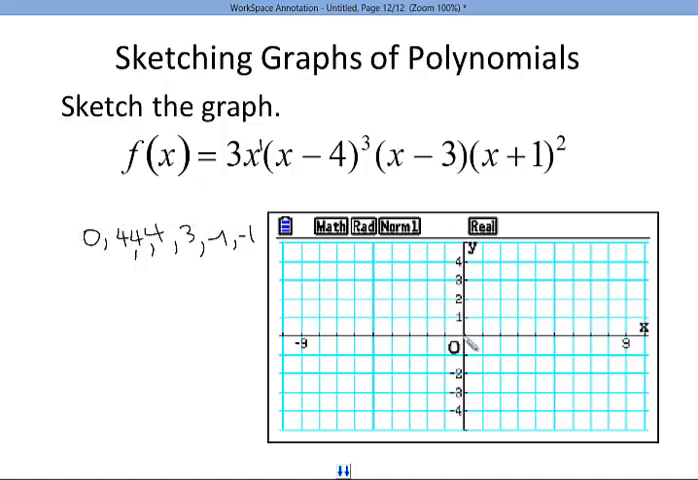Okay, so I have a 0, 4. I'll be going through the 4, be going through the 3, and I'll be bouncing off the negative 1. And because I have 7, and this is still positive, right? When we multiply all this out, it's still positive in the front. Multiplied it all out, not just because it's 3. So now I'm going to go down, positive, and it's 7, so it's going to be down and up.